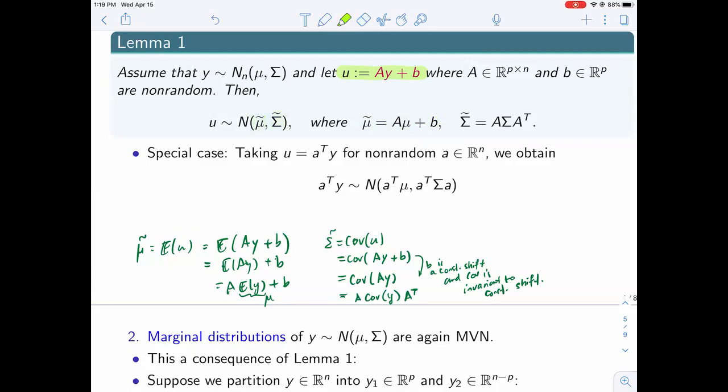Okay, so this is a very important result, and basically allows you to construct new multivariate normal random variables from the old random variables that you know. You can pass them through an affine transformation, and you get a new multivariate normal distribution. So a particular example is this U, which is A transpose Y, where A is a vector. So what are the dimensions of U in this example?